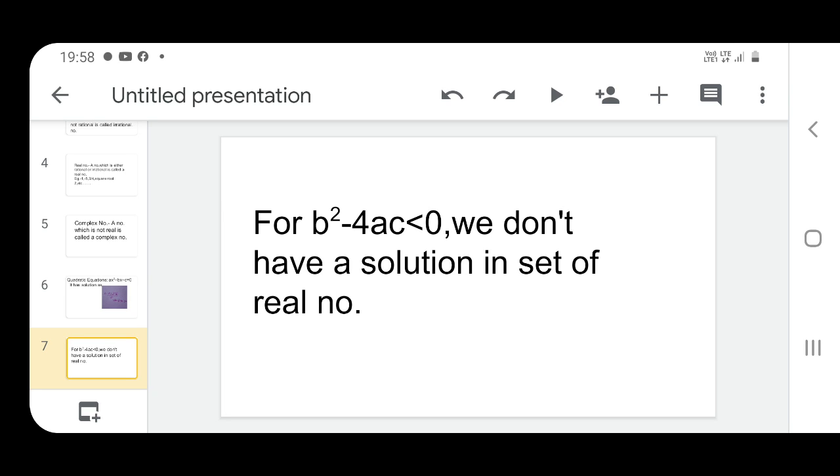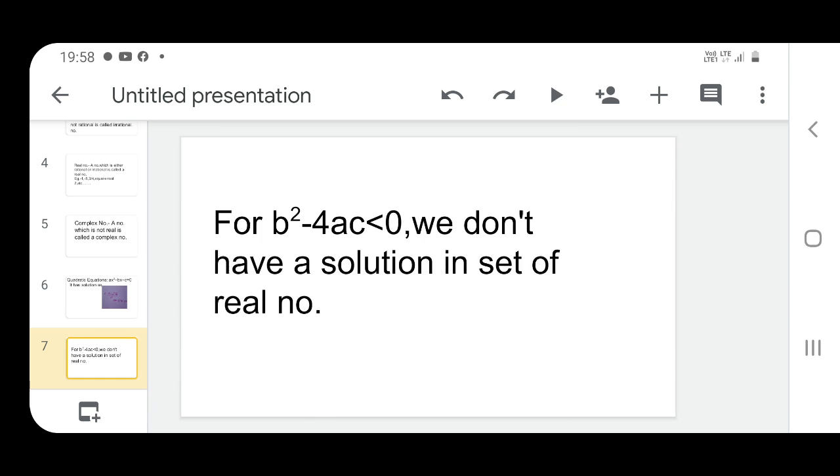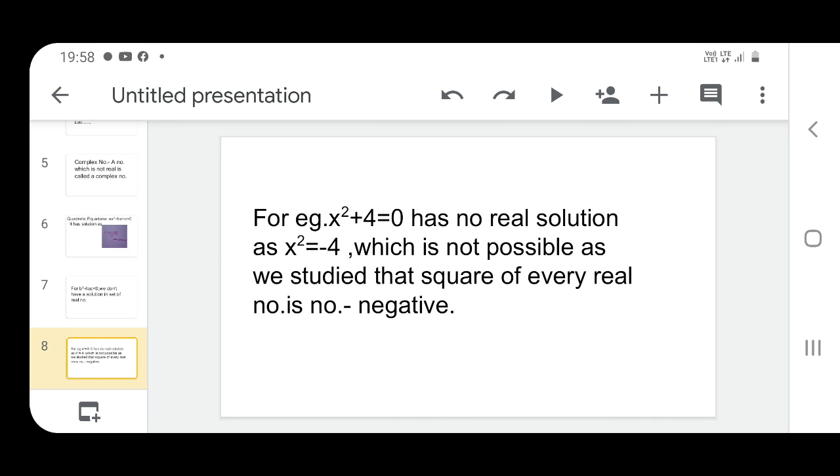But now we are going to extend this concept. We can say that a quadratic equation has a solution even if b square minus 4ac is negative, but not as a real number. For example, x square plus 4 equals 0. This is a quadratic equation. It has no real solution as x square equals minus 4, and up to now we read that the root of every real number is always positive. It can never be negative.